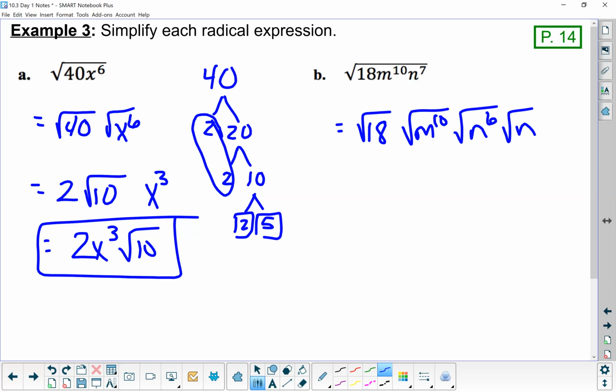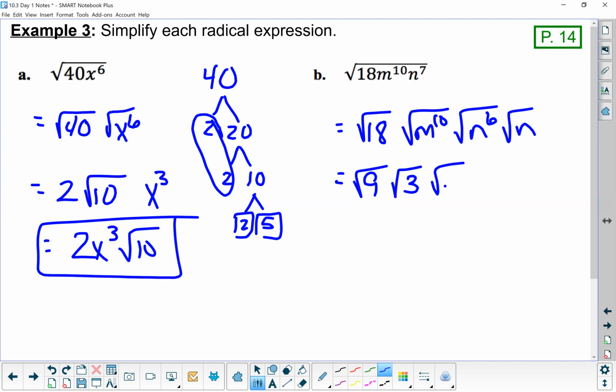For 18, we can use the perfect square method. 16 is the largest perfect square that's less than 18. Does 16 divide evenly into 18? No. 9 is the next largest perfect square. Does 9 divide evenly into 18? Yes. So the square root of 18 is the square root of 9 times the square root of 2.